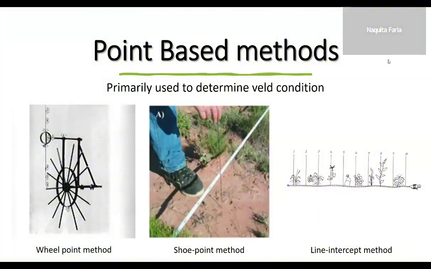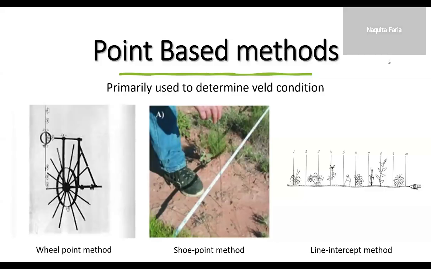Okay, so your point-based methods. These are primarily used to determine veld condition. There's a number of different techniques that have been developed for point-based methods. One of them is the wheel point method, which is a wheel with different spokes in it, and you walk the wheel, and each time one of the spokes hits the ground, you identify the nearest plant. We then have the shoe point method, which is what we recommend for a lot of our students to use, as this is a method you can easily use if you don't have a lot of resources.